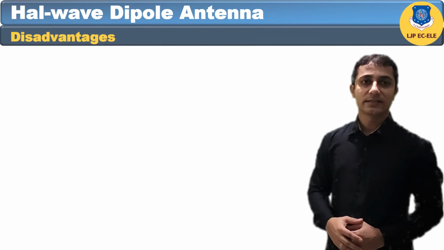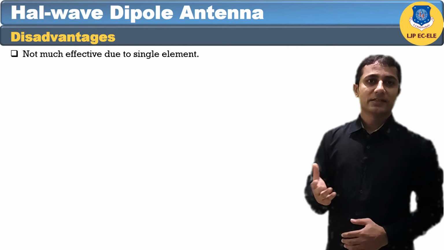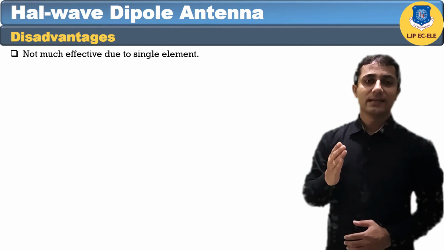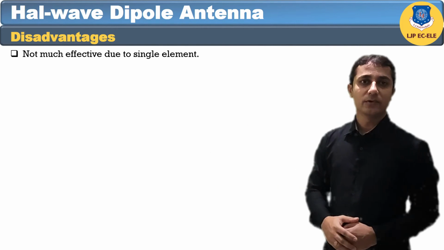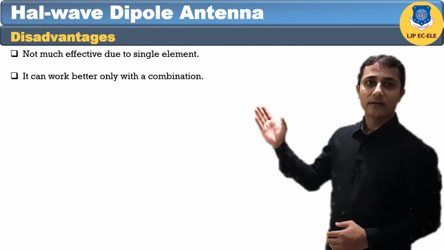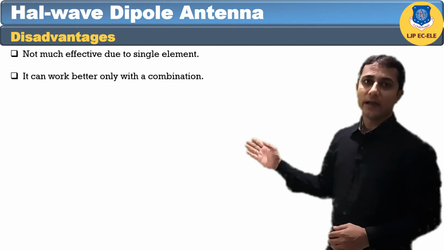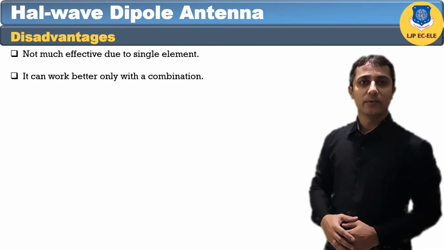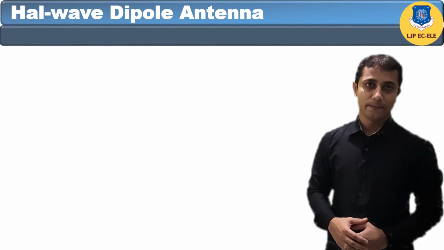Now, what are the disadvantages? The first, it is not much effective due to the single element. Yes, this is the single element of the dipole, so it does not work effectively. It works better only in combination, which means when we combine another antenna with the dipole or a half wave dipole, it works more effectively.